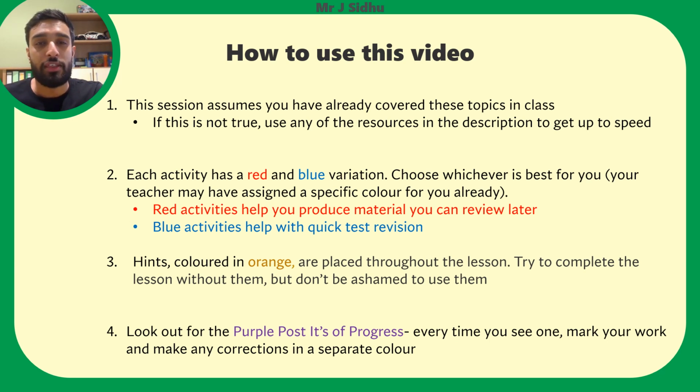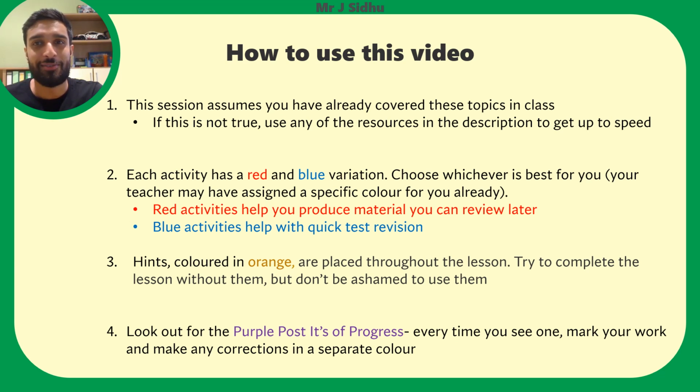Throughout the session, there are also hints which are coloured in orange. Don't be ashamed to use them, but obviously if you don't need to use them, then please try not to use them as you're doing the lesson. And lastly, please look out for purple post-its of progress throughout the session. These purple boxes indicate when you should be engaging in some self-assessment, so every time you see one, grab a separate colour pen and mark your work so that when you come back to review your notes, you are able to see what you did know and what you didn't know, and therefore which areas you should revise.